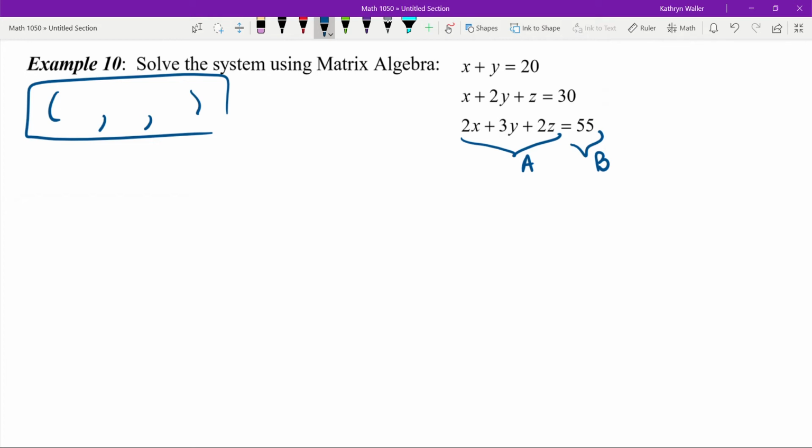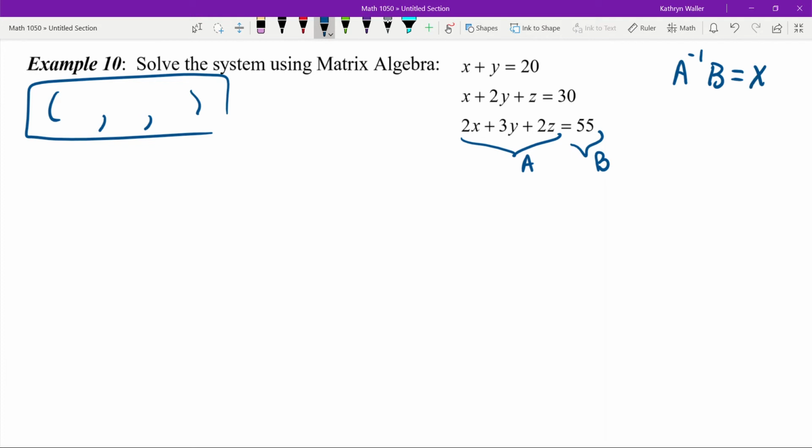You take what matrix? You take A to the negative first. Everybody help her. You times it by B, and that gives you your answer.